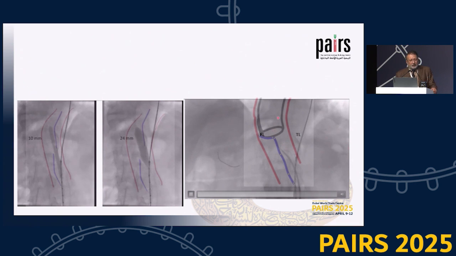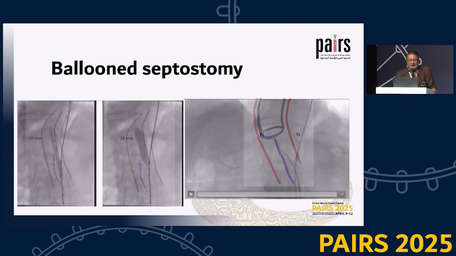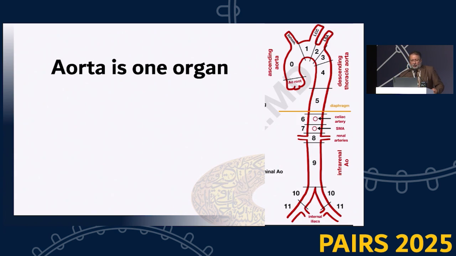And this is the critical step of this procedure. I always have two views. I like to have IVUS with multiple views to know exactly where I am. You cannot allow a mistake at this stage of balloon septostomy.